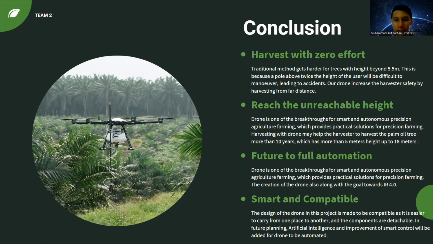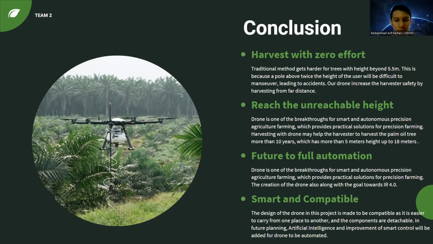Also, the second one is the unreachable height. Drone is one of the breakthroughs for smart and autonomous precision agriculture farming, which provides a practical solution for precision farming. Harvesting with drone may help the harvester to harvest palm oil trees more than 10 years old, which are more than 5 meters high, up to 18 meters. This is a height the traditional method cannot reach, but requires a longer tool or sickle, which might be difficult to carry along the palm oil plantation.